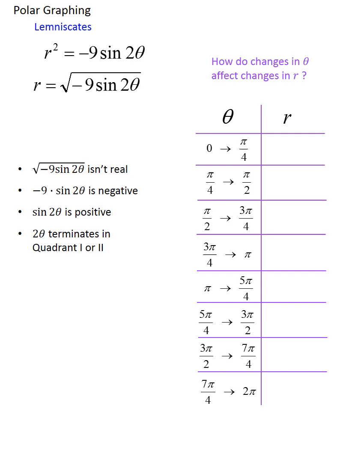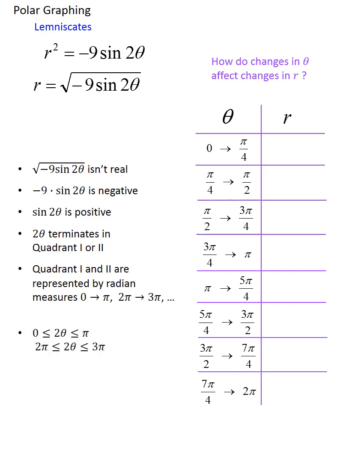If you think about the sine as the y-coordinate, that makes sense. Quadrants 1 and 2 have positive sine values. Well, quadrants 1 and 2 can be represented as 0 to pi, 2 pi to 3 pi, 4 pi to 5 pi, and so on. These two will suffice for our purposes. And so if that argument 2 theta is anywhere in quadrant 1 or 2, represented this way, then r is going to not exist, or not be real anyways.